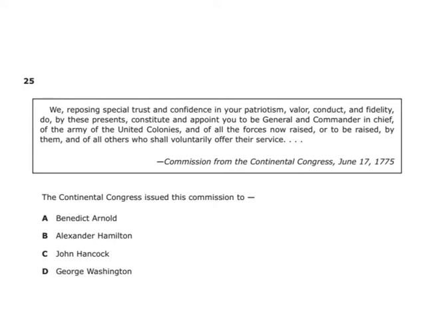We, reposing special trust and confidence in your patriotism, valor, conduct, and fidelity, do by these presents constitute and appoint you to be General and Commander-in-Chief of the Army of the United Colonies, and of all the forces now raised or to be raised by them, and all others shall voluntarily offer their service. Commission from the Continental Congress, June 17th, 1775.